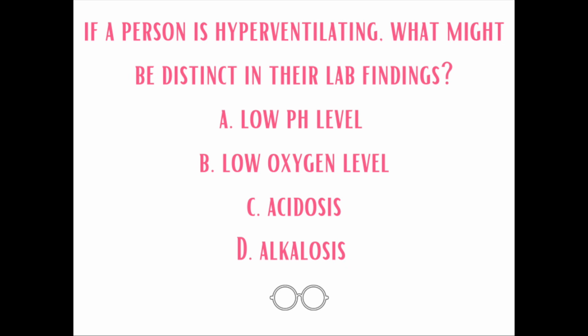Now, the opposite happens if somebody is hypoventilating. Their CO2 is going to rise, their oxygen levels are going to go down, and their pH levels are also going to go down. This causes acidity in the body, and this is referred to as acidosis. So again, the answer to this question is D, alkalosis.